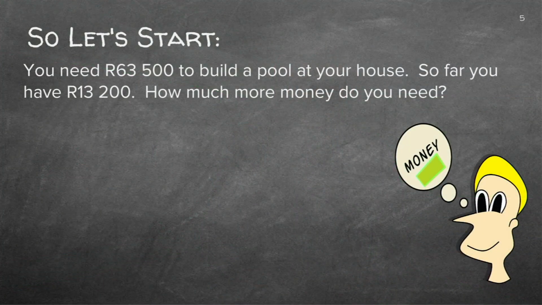Now let's see if you can solve some of the money problems. You need 63,500 rand to build a pool at your house. So far you have 13,200 rand. How much more money do you need?